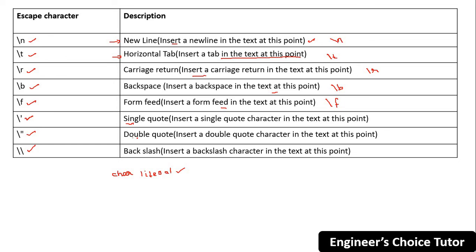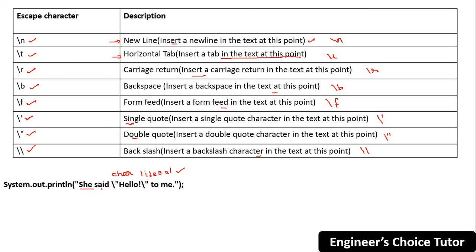Same for the single quotes and double quotes. If you want to insert a single quote character in the text, you have to use a backslash and then the single quote. For double quotes, if you want to insert double quotes, then backslash double quotes. If you want to insert a backslash character in the text, then backslash and then again one backslash. Remember this, right?